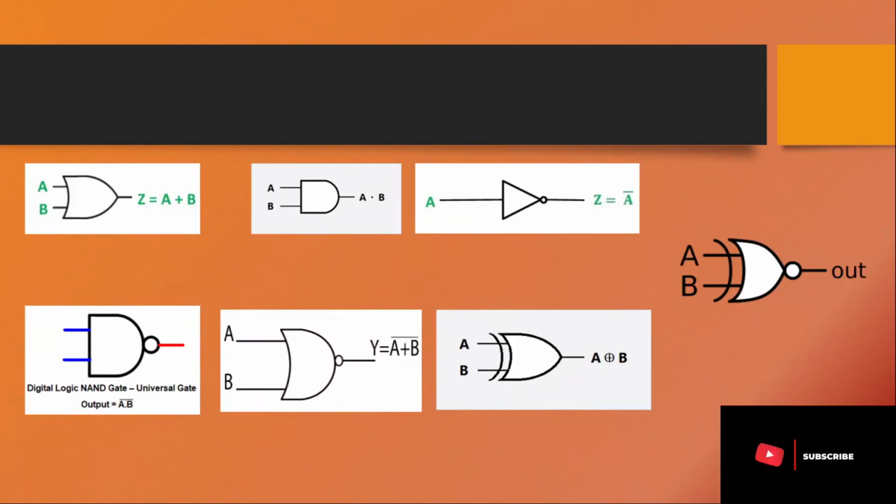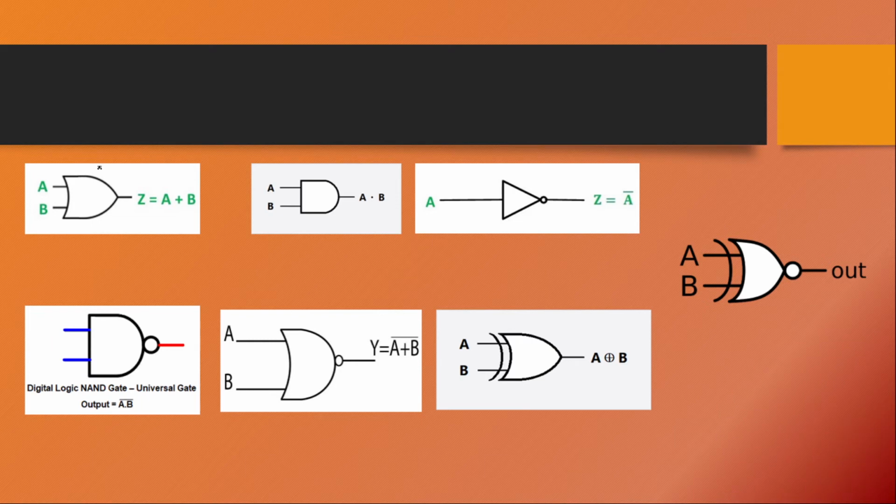Using this, we can have a view of the structure of the gates, which will help us implement these operations. The first one is the OR gate. This is how it is drawn. The second one is the AND gate, the logic gate, and the third one is the NOT gate.